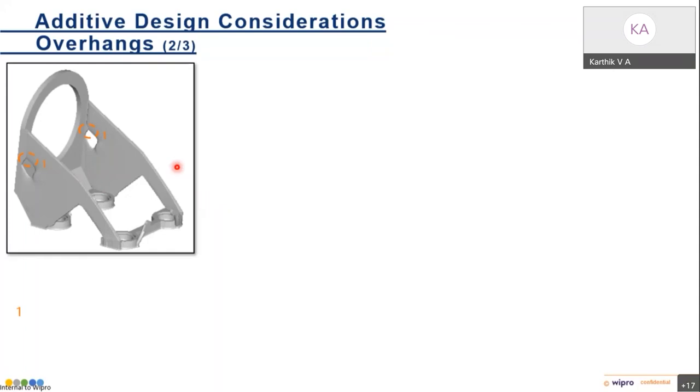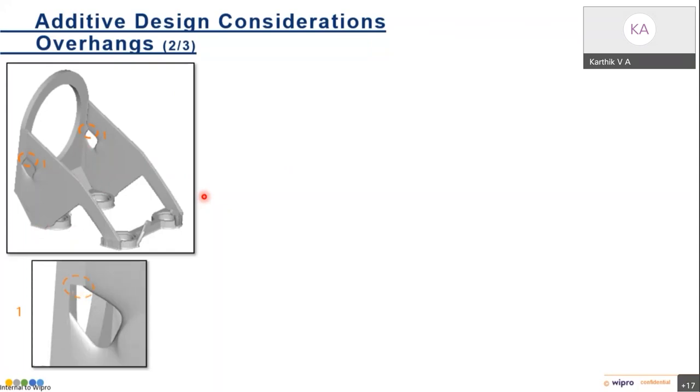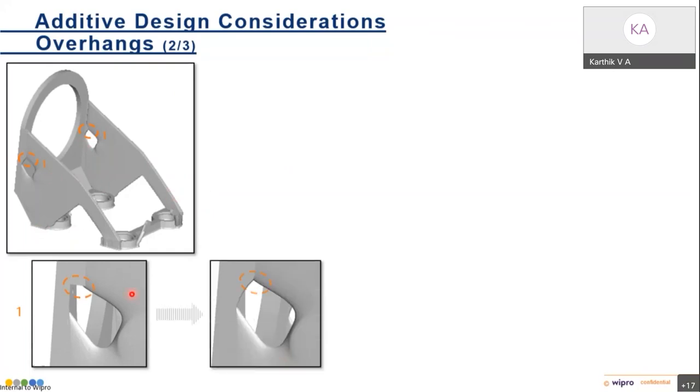So for this component, we found that this is the best orientation for its current application. And if you see various features highlighted in this component, you will notice that, for example, here we have had a 7 mm overhang. By simply changing the 7 mm overhang to a 45 degree angle, we have made it self-supporting. And as a result, there is no need to make a support structure over here.